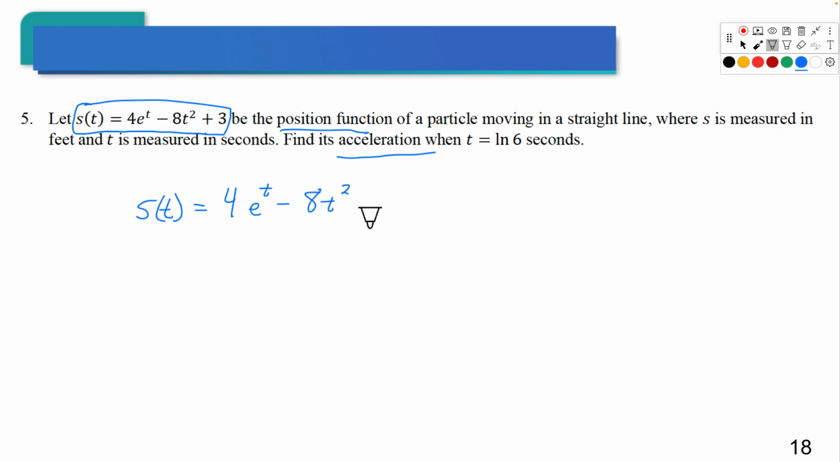And this one is from the exam review, so you'll see this. Straight line, that's fine. It's in feet, t is measured in seconds, that's fine. Find its acceleration, okay. So that means I need two derivatives. So to get the second derivative, I have to take the first derivative first. And this is, again, where e to the t, it's an exponential, it's its own derivative. The derivative of 4e to the t is 4e to the t. Again, using the chain rule, derivative of t is 1, so that doesn't change it.